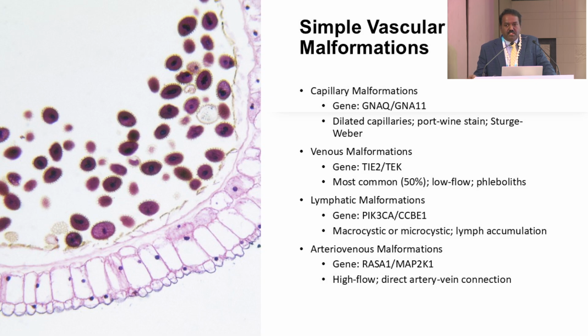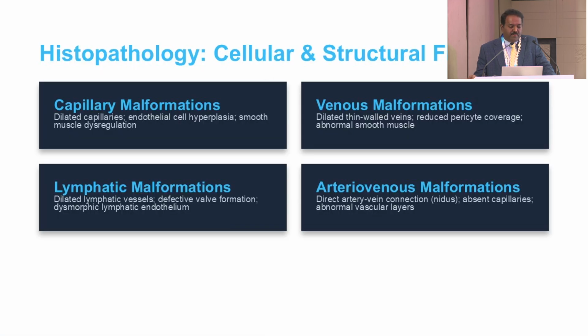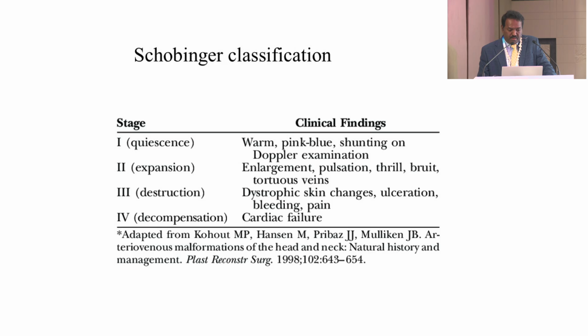So the histopathology will look like this. Capillary malformation, you will have dilated capillaries and endothelial cell hyperplasia. In venous malformation, you will have dilated thin-walled veins with reduced pericyte coverage. Lymphatic malformation, you won't have valves or will have defective valves, and you will have dilated lymphatic vessels. These vessels are not connected to the normal lymphatics, they are separate. And the AV malformation, as we discussed, is a direct connection, and there are no capillaries in between.